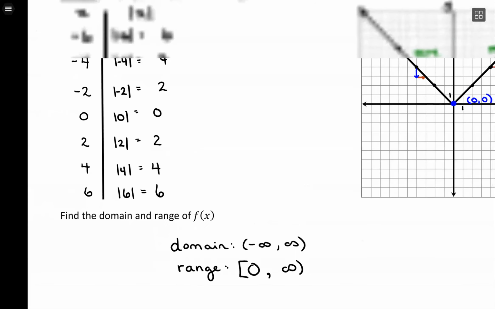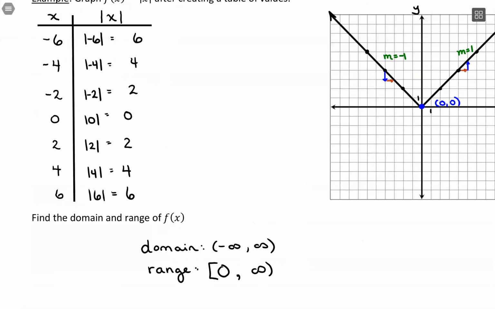So with absolute value functions, you're going to see this V shape. It's made up of these slopes, negative and positive. You have this corner. The domain will be all real numbers, but the range is going to be limited with where that corner is occurring.